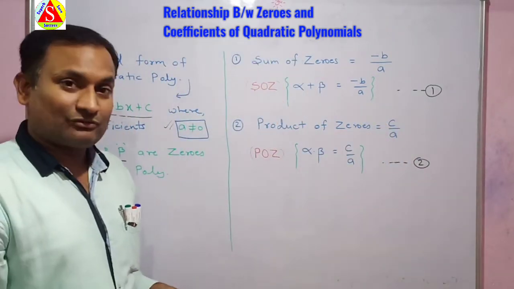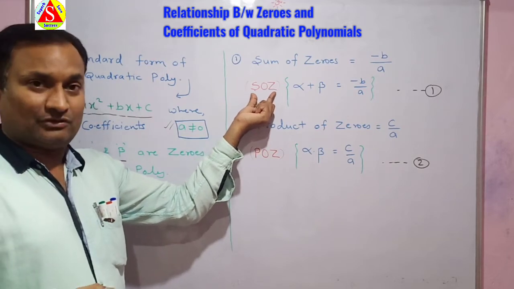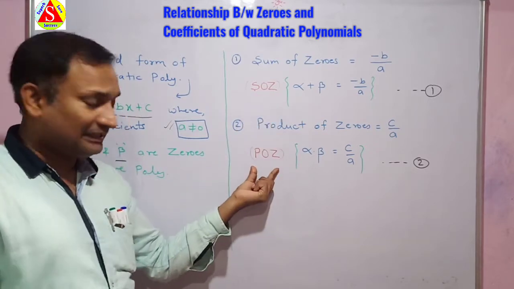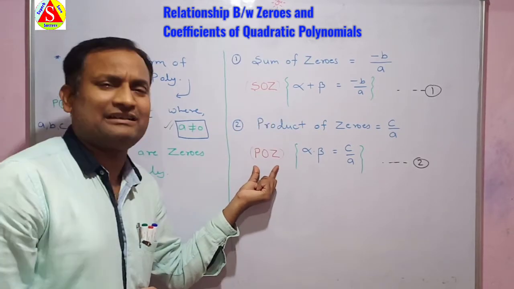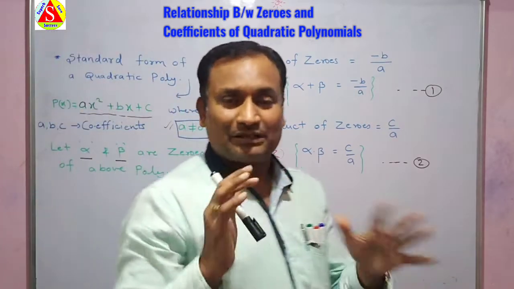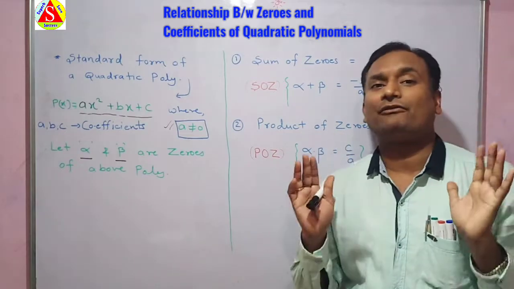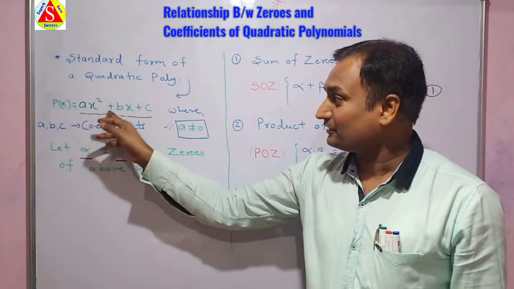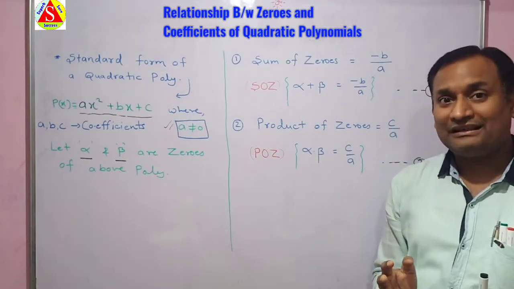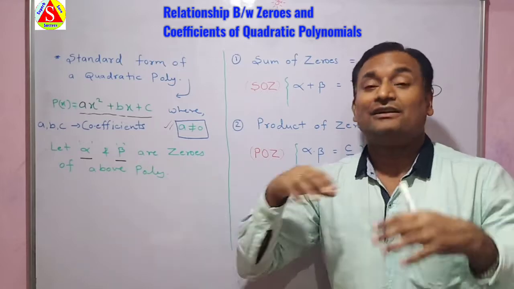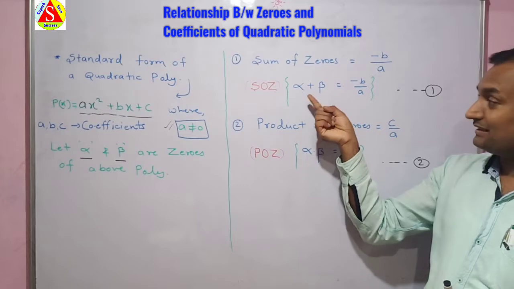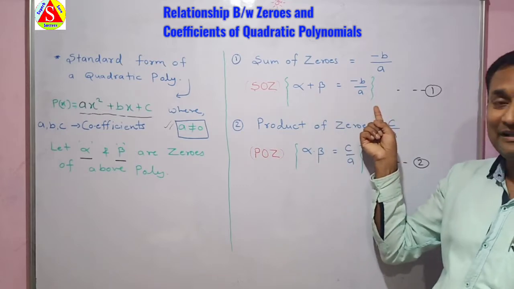So dear students, the sum of zeros we can represent by SOZ in short form. Similarly, the product of zeros can be written as POZ in short form. So again I am concluding, dear students: the standard form of a quadratic polynomial is ax square plus bx plus c, and let the zeros of this polynomial be alpha and beta. Then we will have the formula for the sum of zeros, that is alpha plus beta, given by minus b by a.